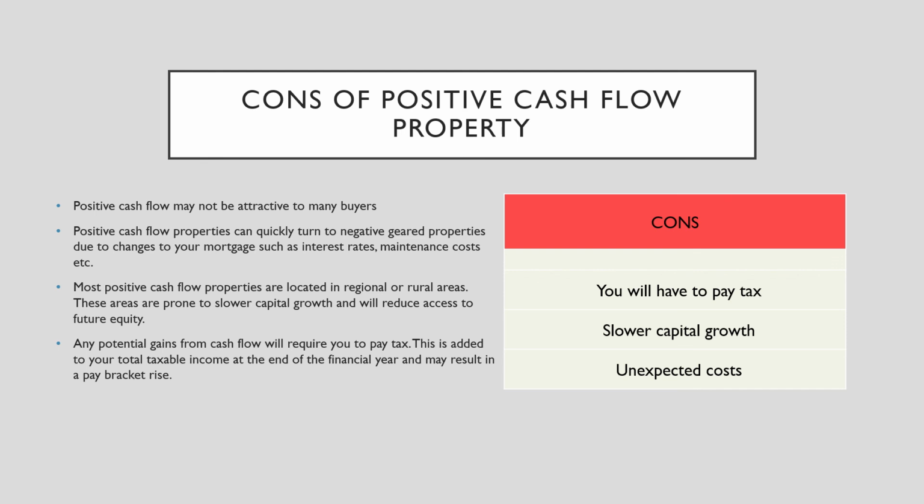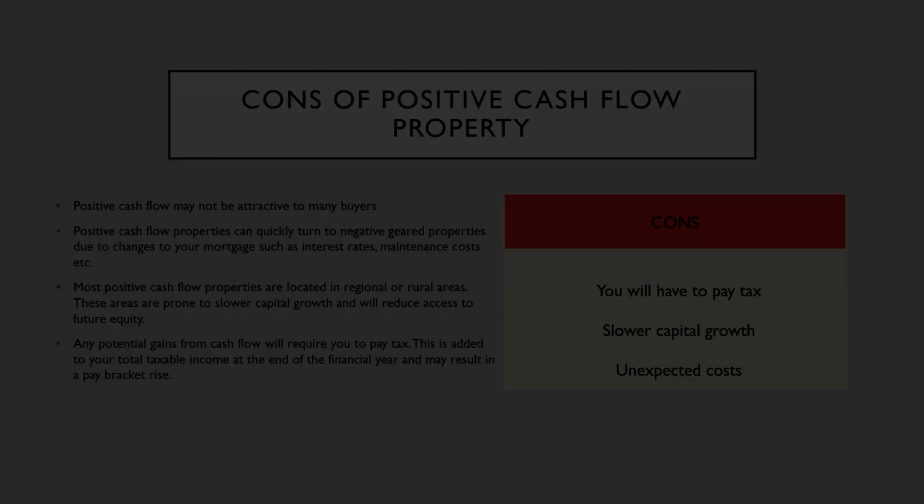which isn't necessarily a bad thing, assuming that you're making as much money in cash flow as you would over the long term. Any potential gains from cash flow properties require you to pay tax at the marginal rate. Like I said, this is added to your taxable income and may force you up a tax bracket, meaning you pay more tax.